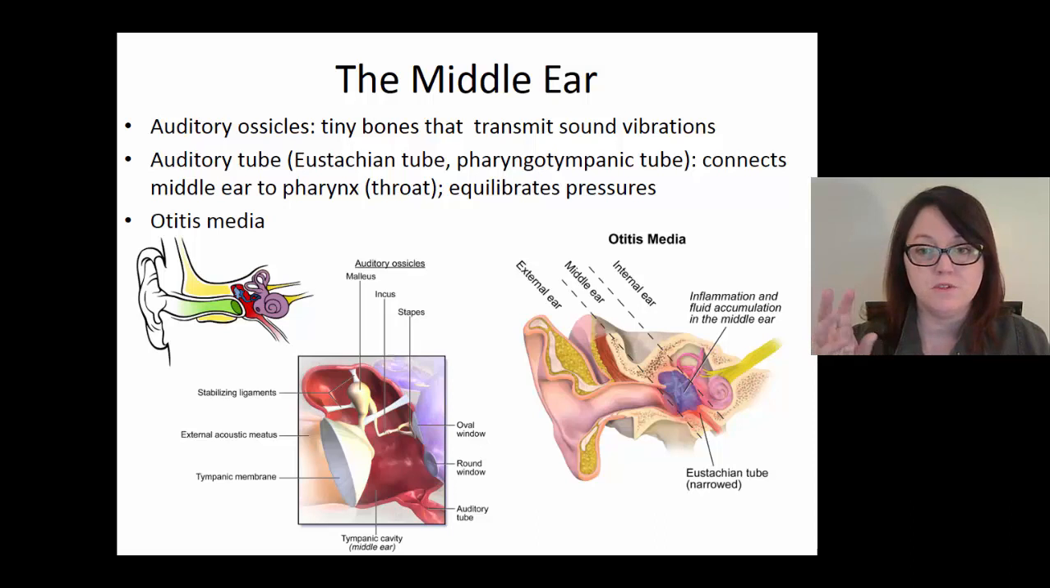Sometimes otitis media results in lots of fluid buildup in the middle ear, and so in order to prevent the tympanic membrane from rupturing, sometimes tubes will be placed in the tympanic membrane to allow the fluid to drain out.